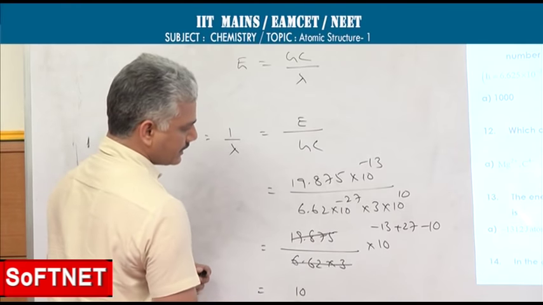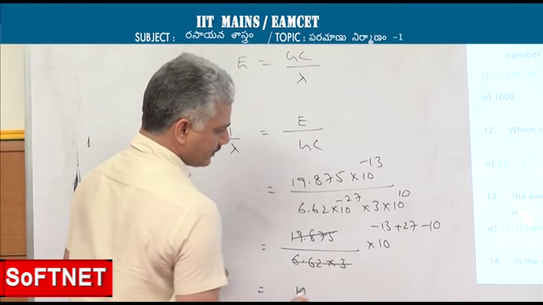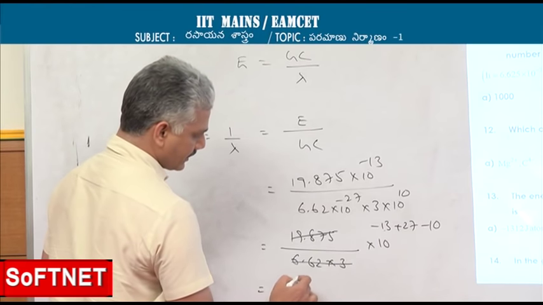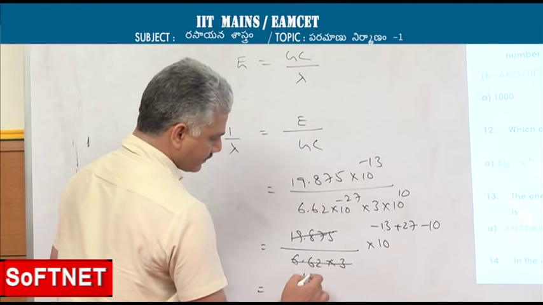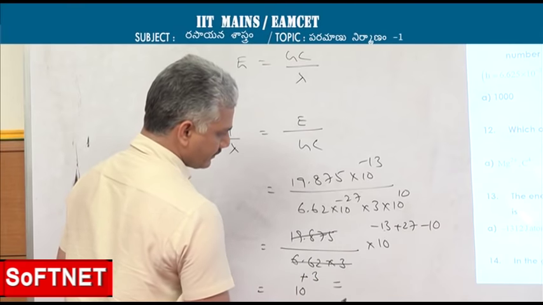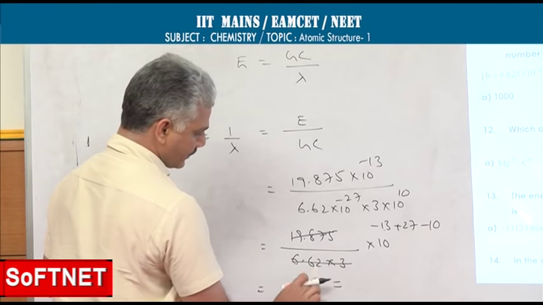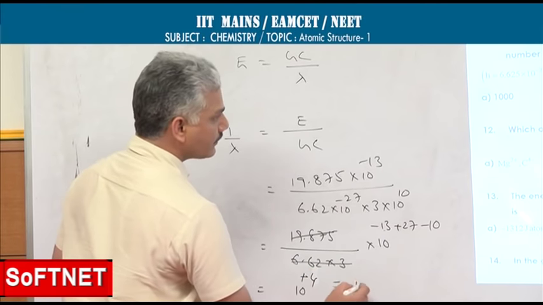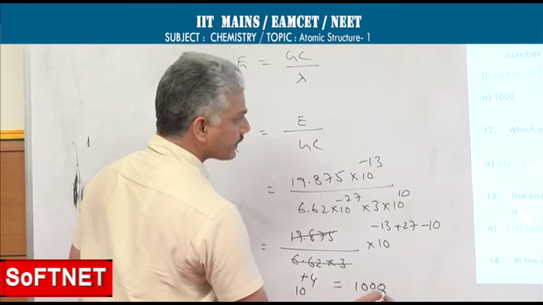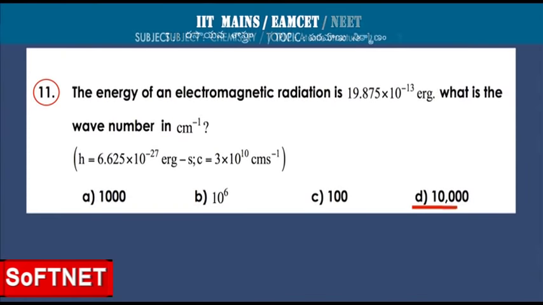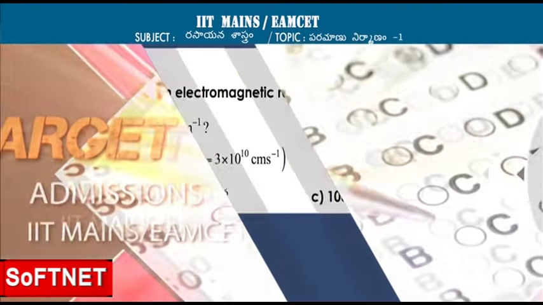So, the value is 10 power minus 23 plus 27, plus 3, plus 4. So, 10,000 is the answer. So, for the 11th question, correct option is D, 10,000.